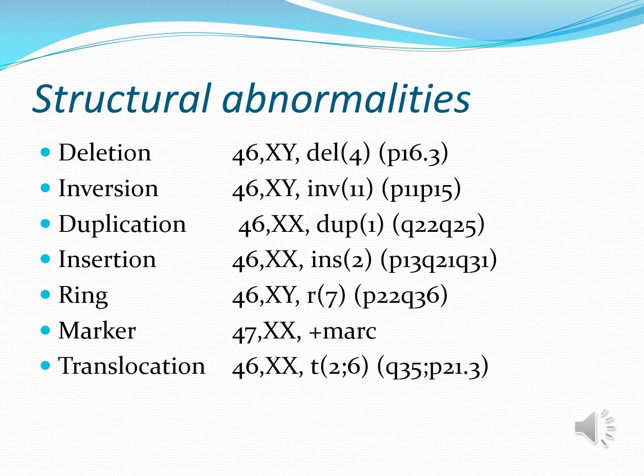Structural abnormalities result from chromosome breakage and reconstitution in an abnormal combination. They are less common than aneuploidy, present in about 1 in 375 newborns. Here are some notation examples. Deletion: 46,XY,del(4)(p16.3). Inversion: 46,XY,inv(11)(p11p15). Duplication: 46,XX,dup(1)(q22q25). Insertion: 46,XX,ins(2)(q13q31). Ring: 46,XY,r(7). Marker: 47,XY,+mar. Translocation: 46,XY,t(2;6)(q35;q21). Precise notation is critical for clinical reporting.